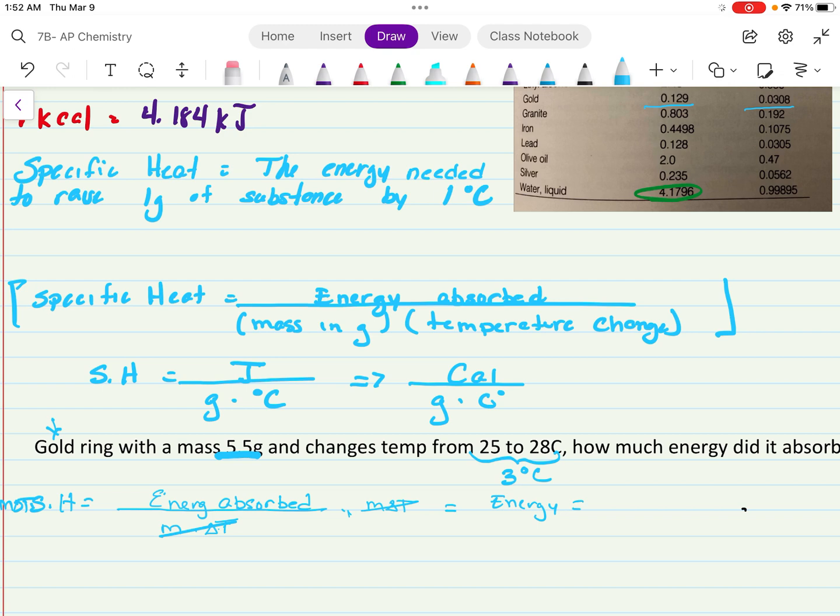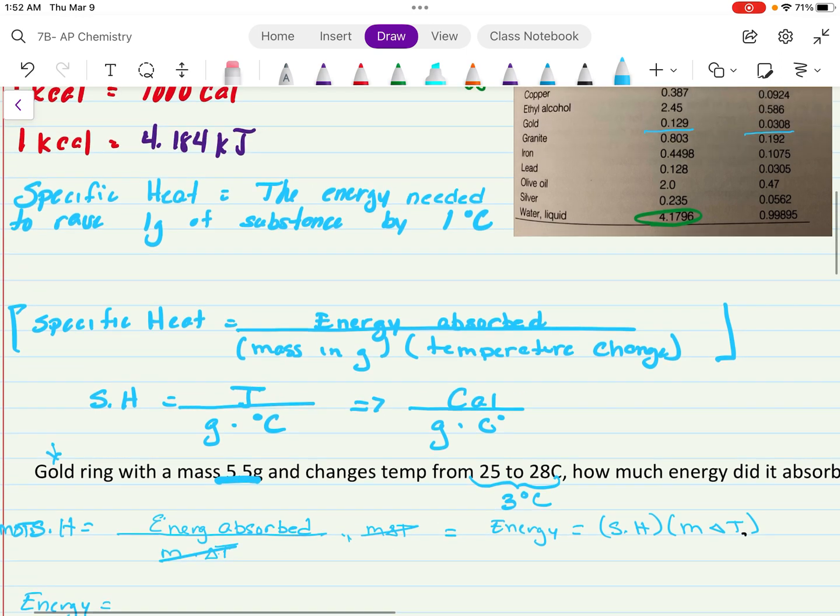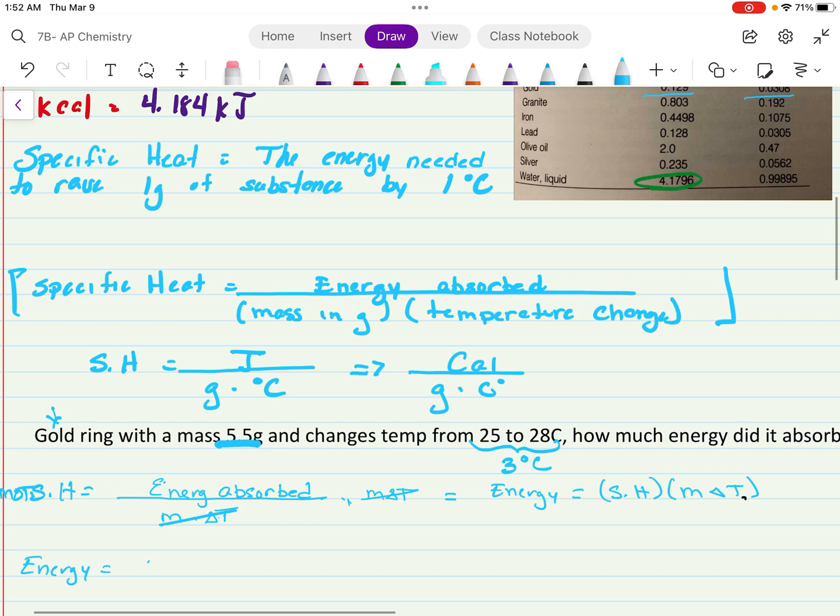is equal to the specific heat of the substance times the mass of the substance and its change in temperature, right? So in this case, all we have to do is plug in our values. So let's take a look. Energy is equal to the specific heat. We already determined that was 0.129 joules per gram degrees Celsius.